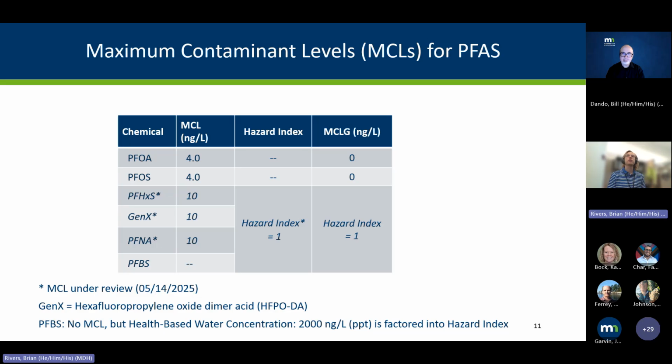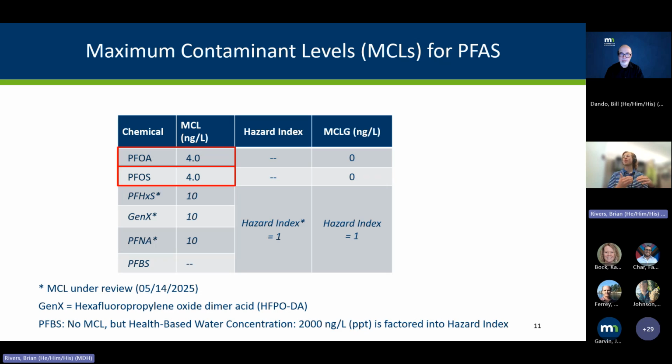So I've alluded quite a bit to these maximum contaminant levels that were established in the original rule back in April of 2024. And so they are, as you see here on this table. On the left-hand side of the column, you have all the chemical names. And then in the second column, you have these maximum contaminant levels, which are those enforceable standards. You'll note that each one of those is written in nanograms per liter. So for PFOA and PFOS, those are both 4 nanograms per liter. And when we say nanograms per liter, that means parts per trillion.